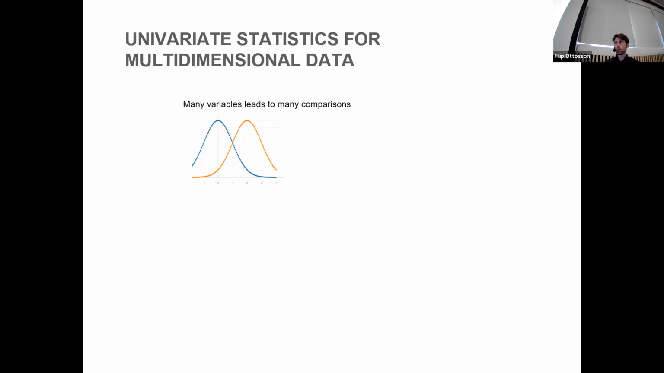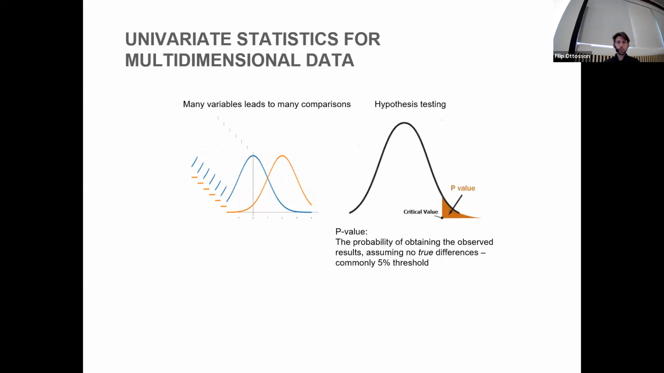So when we analyze several different variables using univariate statistics, it will lead to many separate tests, right? And there are implications of this. Typically, you will do some kind of hypothesis testing, right? So you are interested in a p-value eventually. What the p-value says is the probability of obtaining the observed results, assuming no true differences. And commonly here you have a threshold of 0.05, which translates to 5%. So basically, it means that there's a 5% chance that this is a false finding.